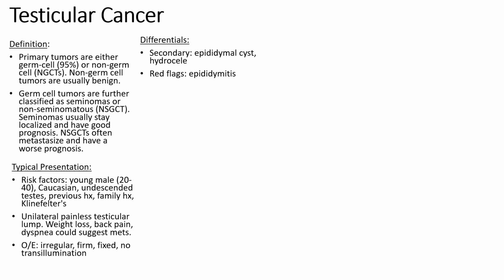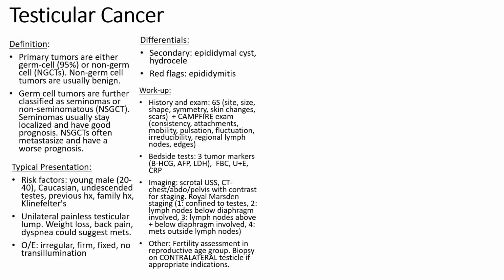Staging is done with a full CT, chest, abdo, pelvis, just to check for METs. And then the way you stage testicular cancer is using the Royal Marsden staging system. This says that stage 1 tumors stay in the testes, stage 2 tumors go up to the lymph nodes that are below the diaphragm, stage 3 tumors are found in lymph nodes above and below the diaphragm, and then stage 4 means it's metastasized outside the lymph nodes.